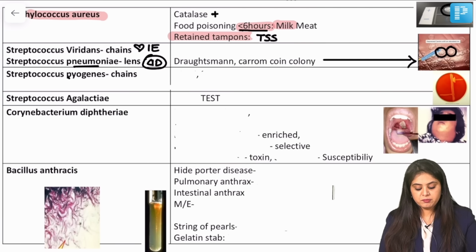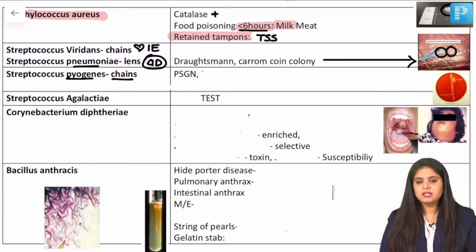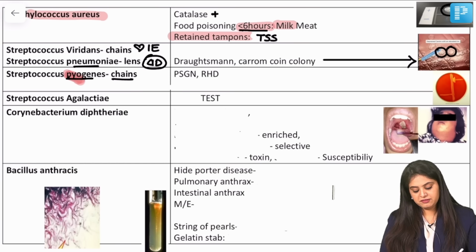Next is Streptococcus pyogenes, which is also in chains, and you know it causes PSGN. Remember that cola colored urine, it causes rheumatic heart disease. That is all Streptococcus pyogenes. And remember pi for pi. If someone asks you what is the transport media in which you will carry the sample for Streptococcus pyogenes, it is going to be Pike's media.